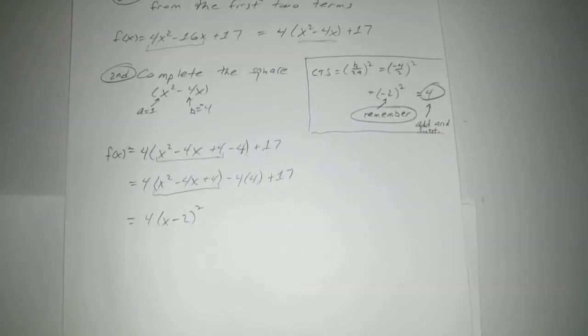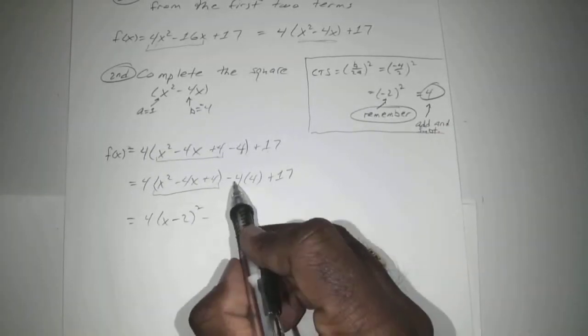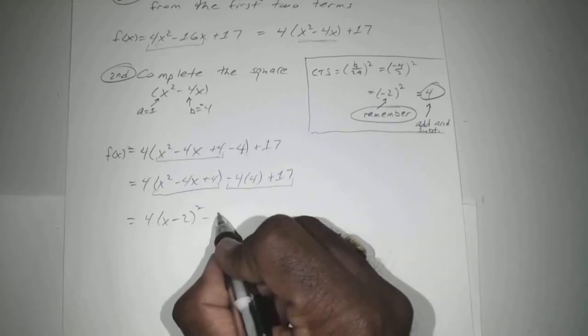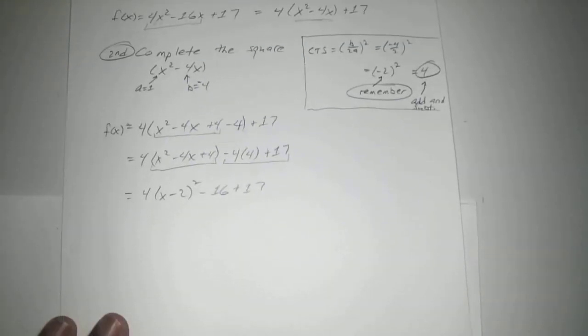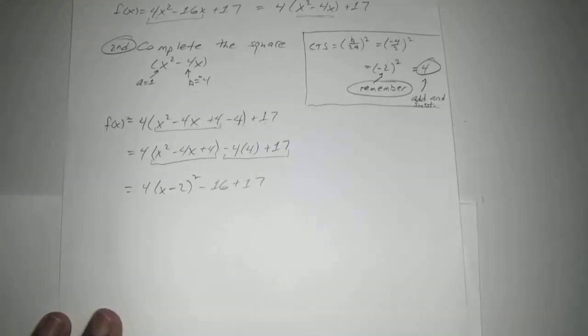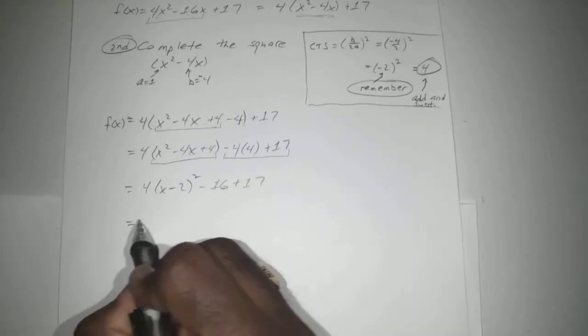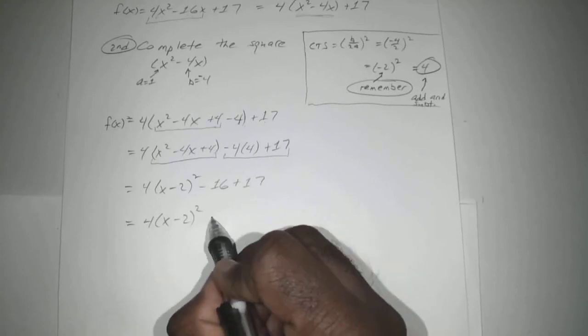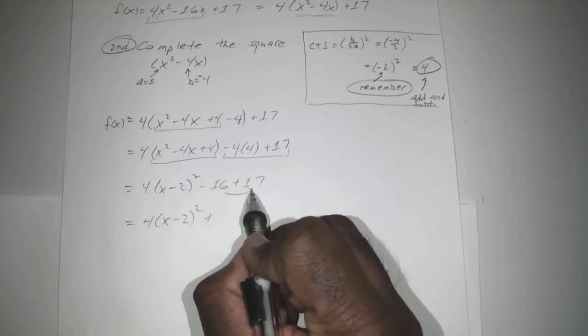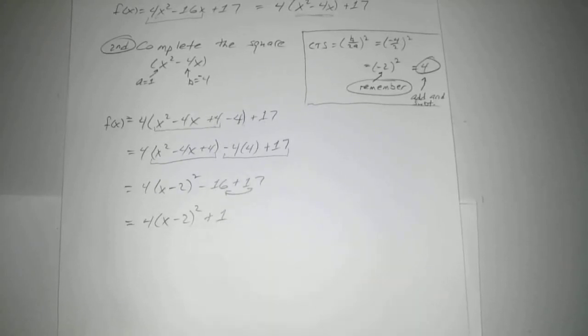Because you have to remember that value. So that goes in here. Minus 16 plus 17. Yep. So any questions on that step? All right, so that will give us 4 times x minus 2 squared. And once we combine these two, we just have plus 1.